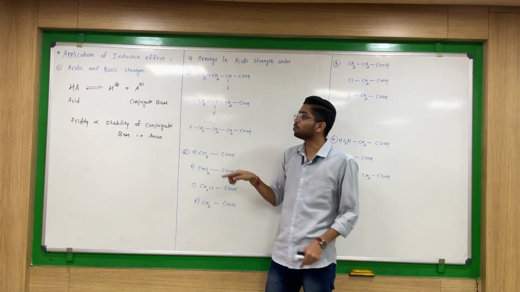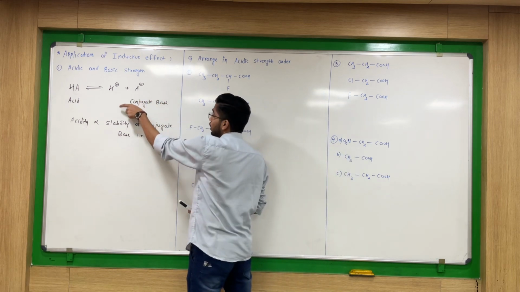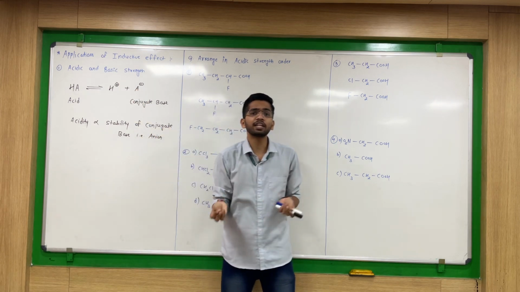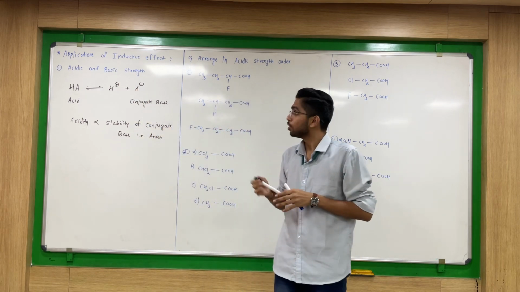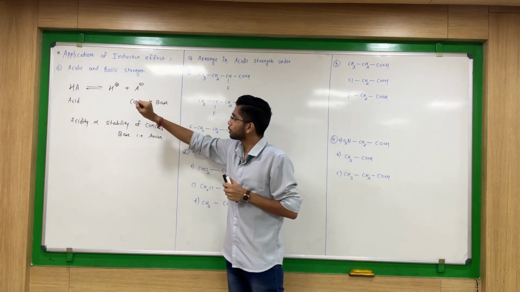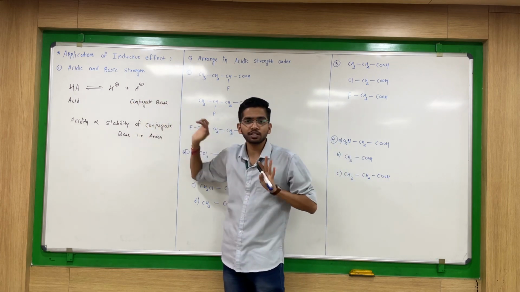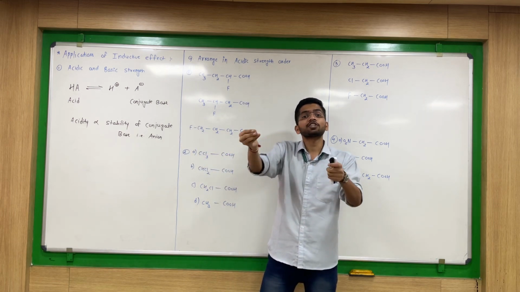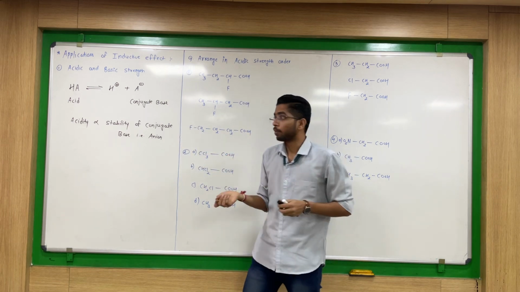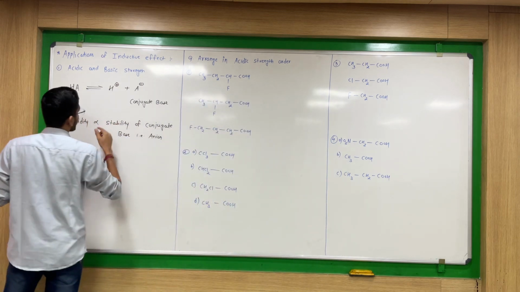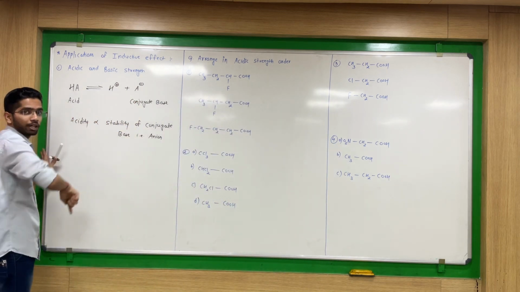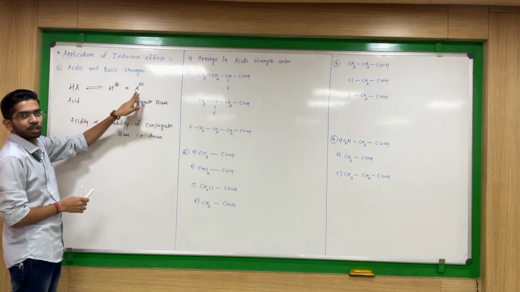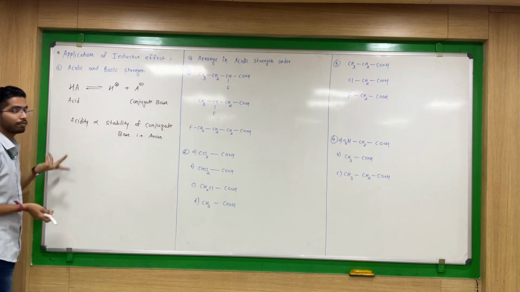If A minus becomes more stable, it will not react with the H plus. If it is not reacting with H plus, what will happen? Acidity will increase because I will get more H plus ions. So I try to get more H plus ions, and for that I want A minus to be stable. This A minus will be stable when it is attached to minus I groups, the groups which show minus inductive effect. It will show more acidity. Why? Because it will become stable there. If I have a stable conjugate base, then acidity will increase.